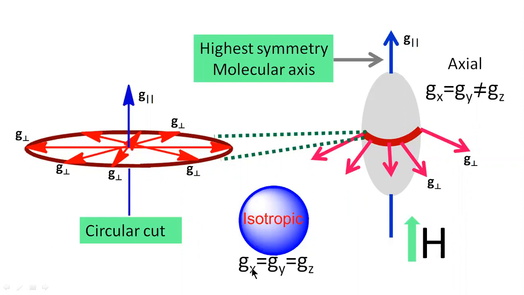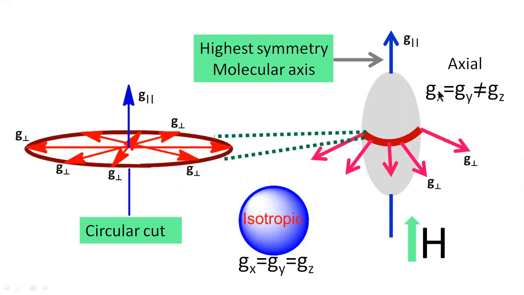In an isotropic system, all the directions are the same, so Gx, Gy, Gz. For example, you can think of a sphere. In a sphere, all the directions are the same. You cannot decide which one is Z, which one is X, which one is Y. So you can randomly choose any direction as Z, then you can fix X and Y.